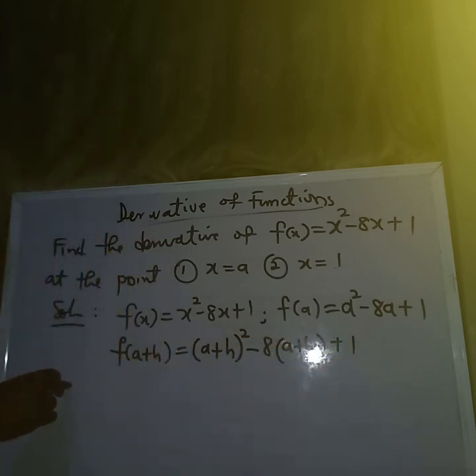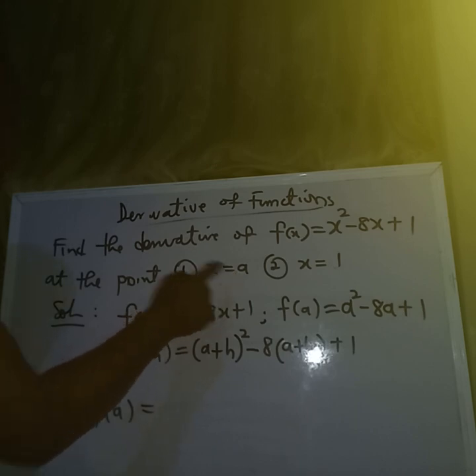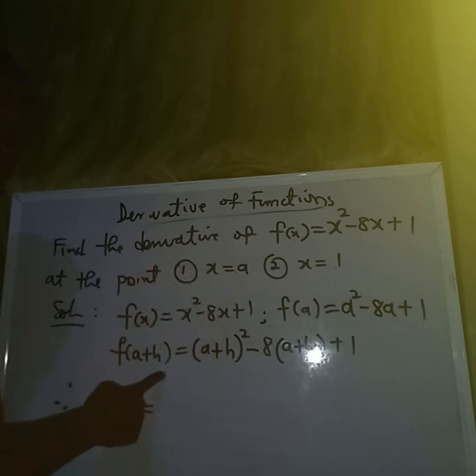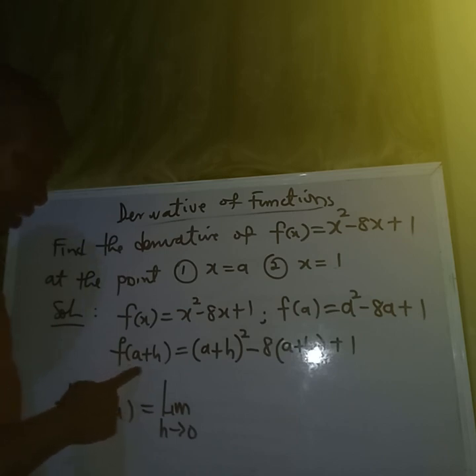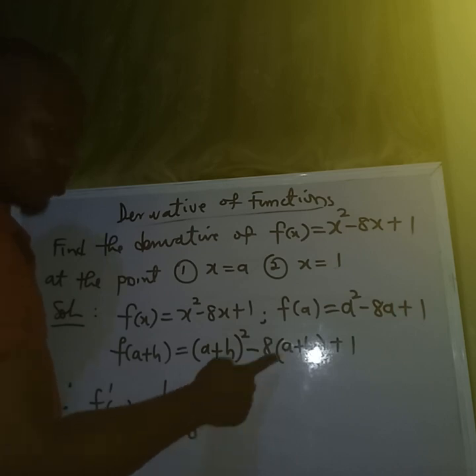So therefore, the derivative of a function, now when x equals a, will be given by f prime of a. This is also known as dy dx. Don't forget, we call it f prime of a because we want to evaluate at the point x equals a. So in the formula, we have the limit as h tends to 0 of f of a plus h minus f of a.